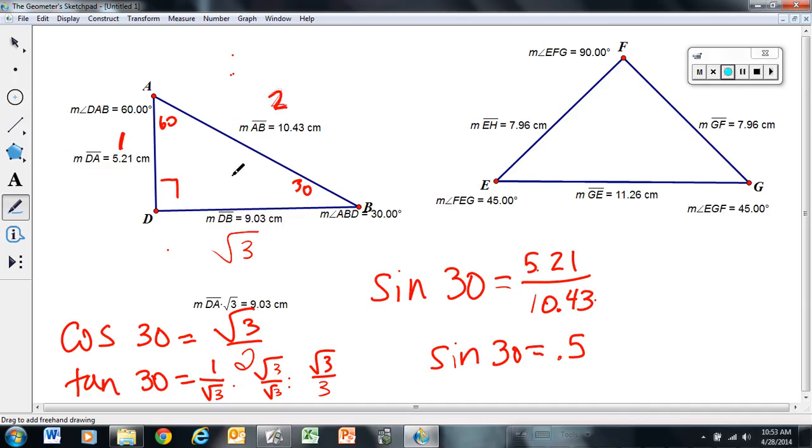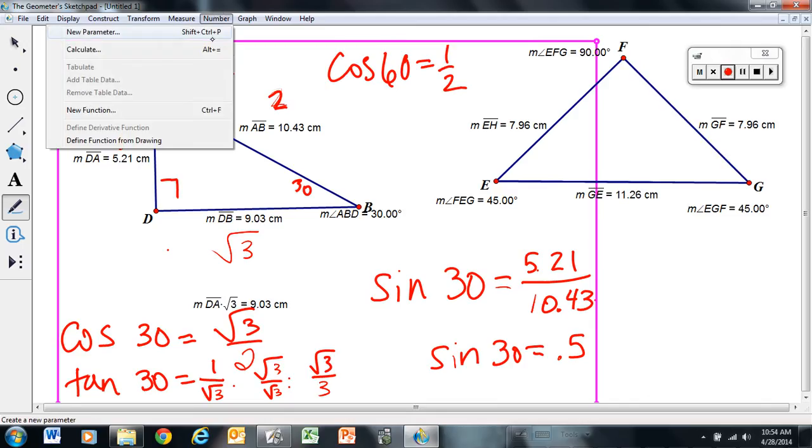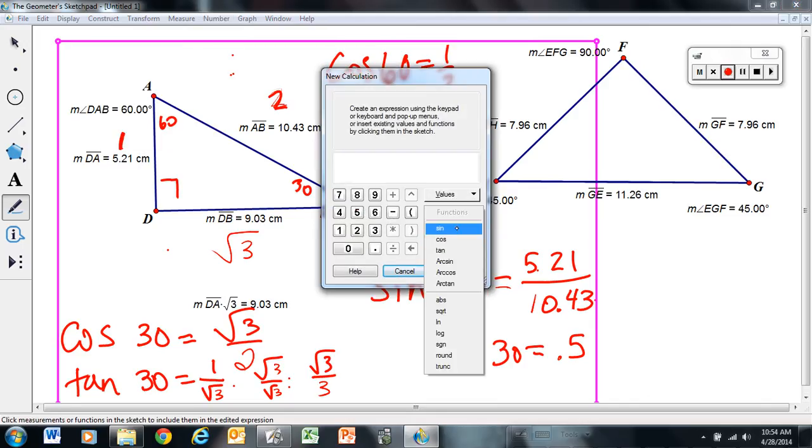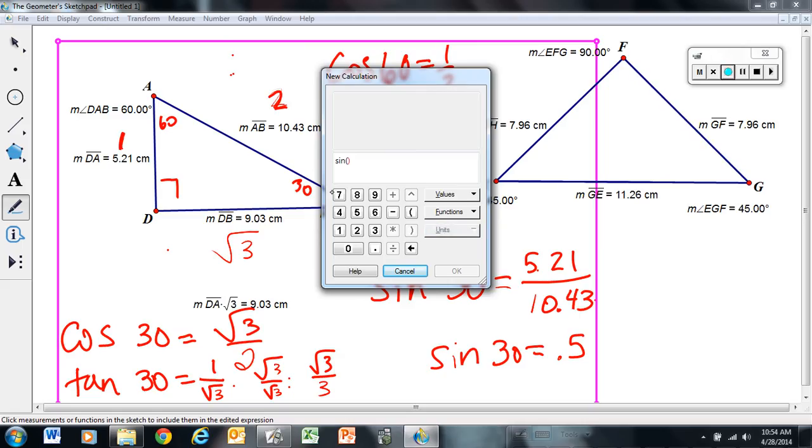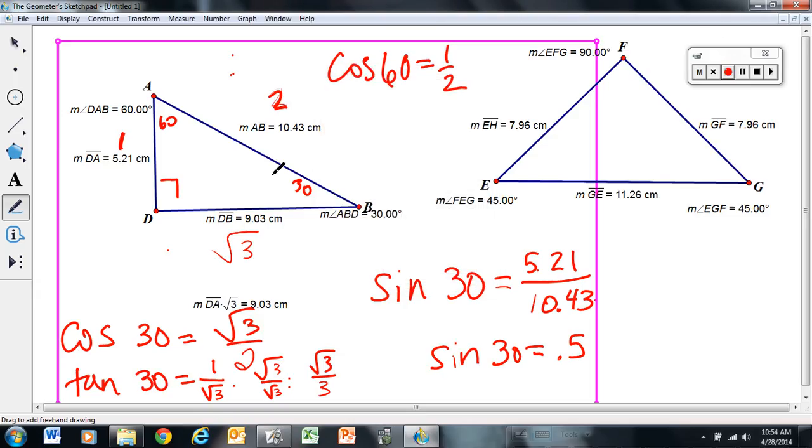Same is true for 60. The cosine of 60 is adjacent, which is 1, over hypotenuse. Cosine of 60 equals a half. The sine of 60 is opposite over hypotenuse, which is root 3 over 2. And the tangent of 60 is opposite over adjacent, which is root 3. This is always true. For instance, if I calculate the sine of 30, notice it tells me 0.5. That's always true. That will never change, ever.